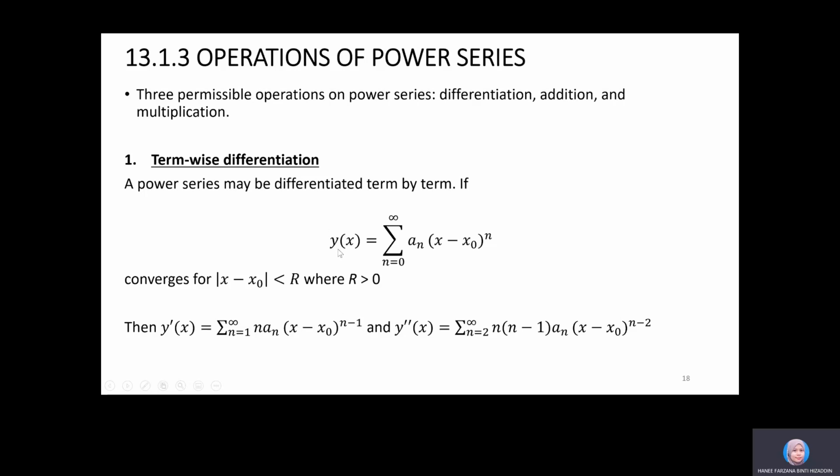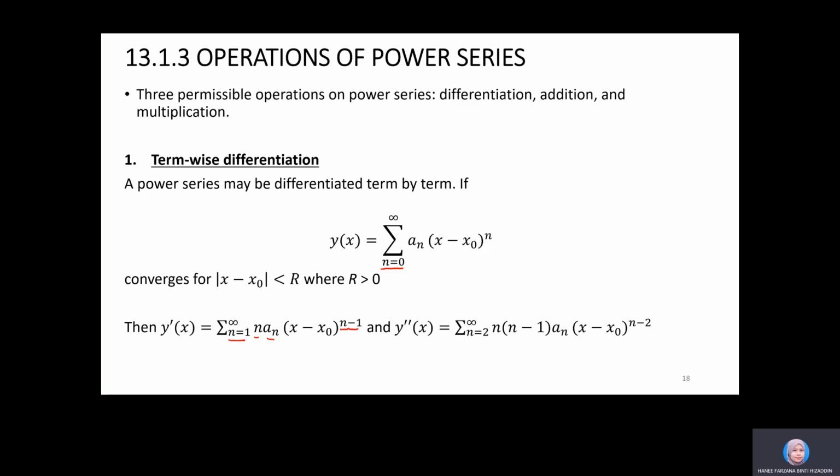From this y, you can get y prime, i.e. dy/dx, equal to this term. Notice the difference in the starting point of the series. For y of x, you start from n equals 0, but for y prime of x, you start from n equals 1 until infinity, and then n times a sub n, and here you have n minus 1 as the exponent of (x minus x naught).